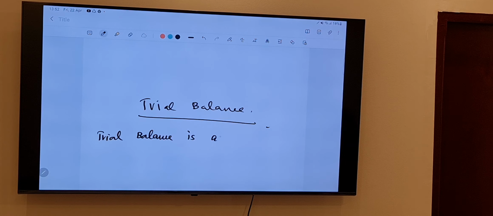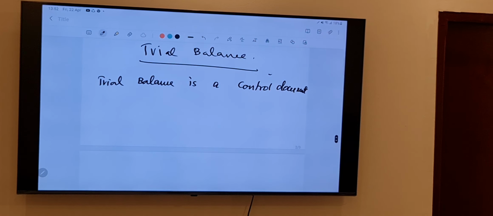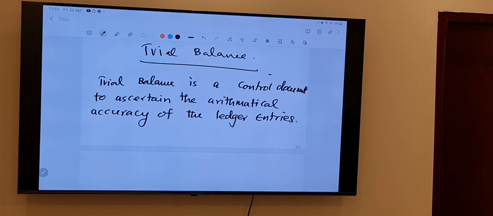Is a control document to ascertain the arithmetical accuracy of the ledger entries.